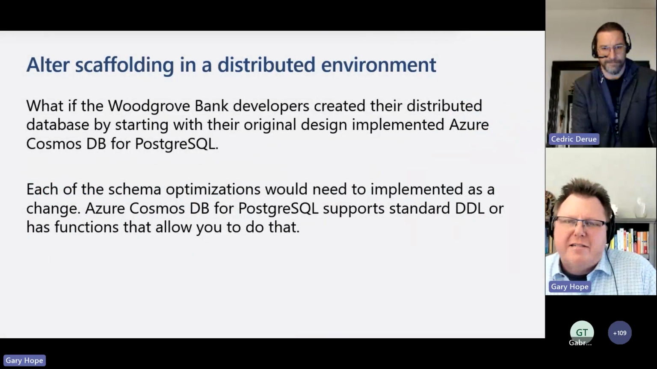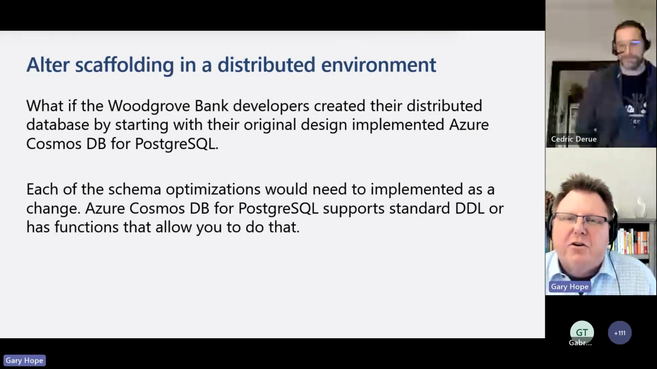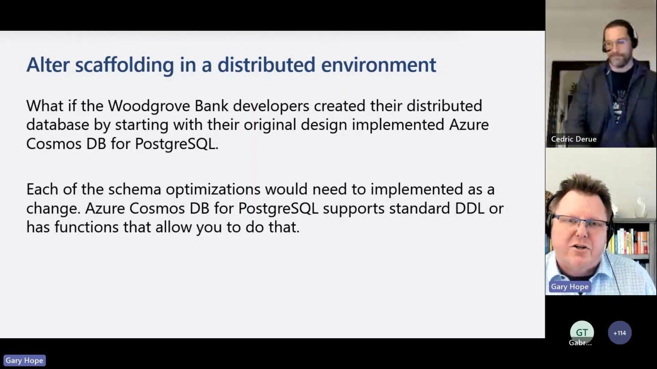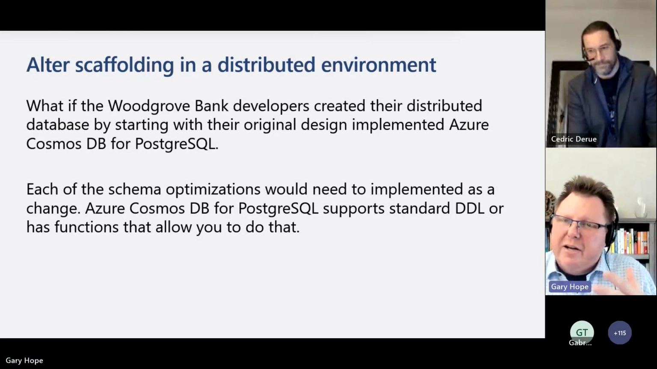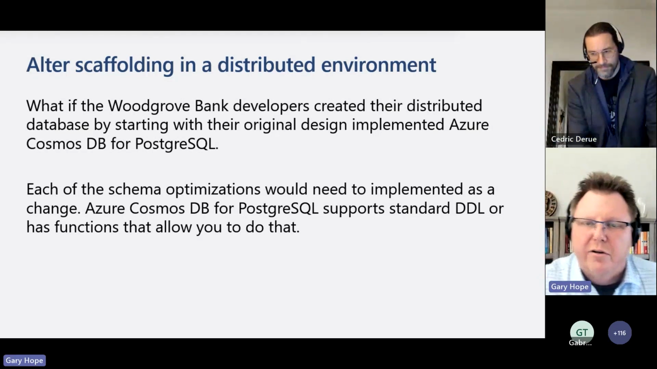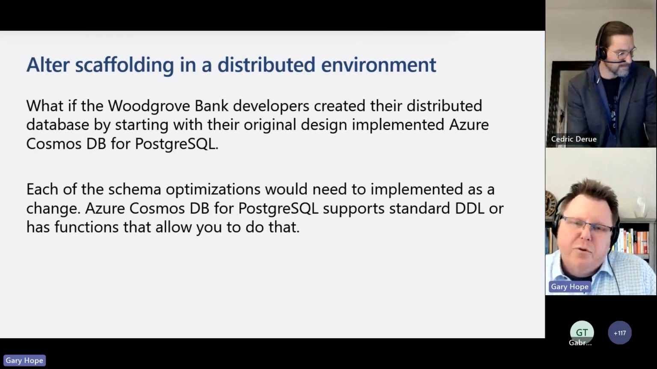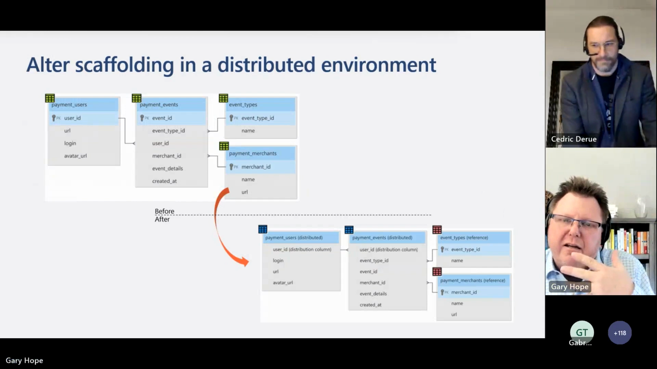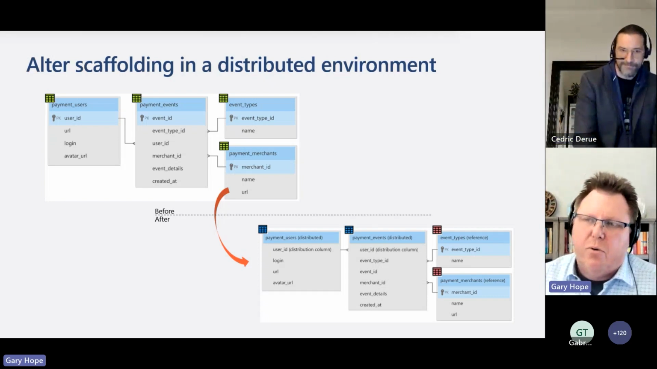What if Woodgrove Bank created their initial distributed database by starting with their original database design, i.e. not a distributed database design? Suppose they created that database as is on Azure Cosmos DB for Postgres. In a non-distributed environment, these relationships would work. In Azure Cosmos DB for Postgres, they will also work, but they will only work on that coordinator node. If the users applied the DDL that they typically applied, that would work on that node itself. If the developers loaded data into that environment, all of that data would have been loaded onto the coordinator node.